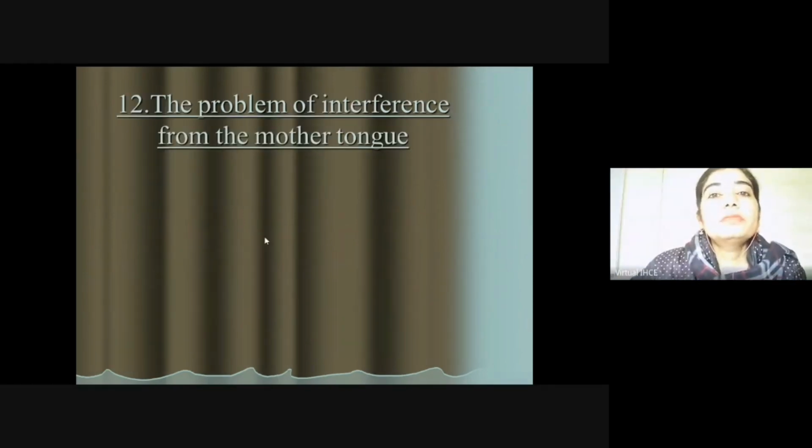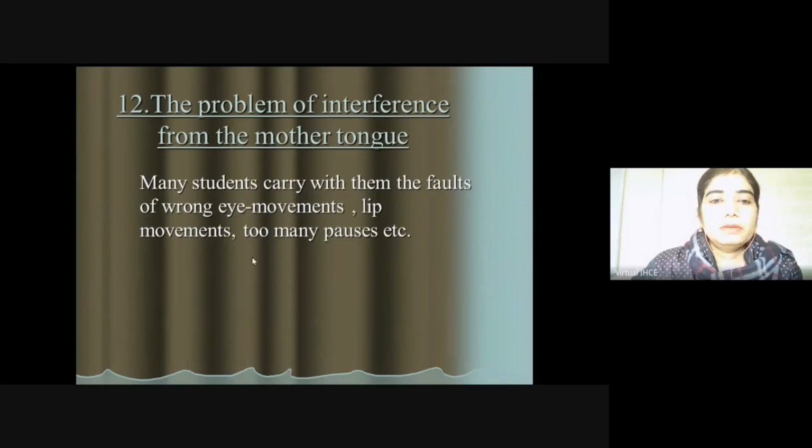Interference from the mother tongue. Many students carry with them the faults of wrong eye movements, lip movements, and too many pauses they use while reading. So these are the problems because of the interference from the mother tongue. Because they only keep on speaking the mother tongue and they do not practice speaking the English language.